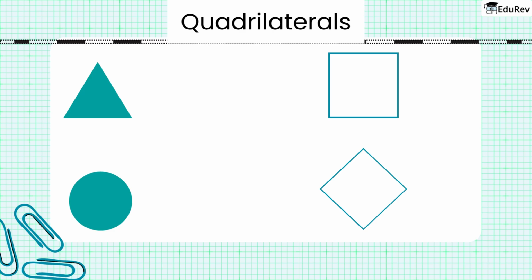Look at these figures. At first glance, they might seem similar, but not all of them are quadrilaterals. These are quadrilaterals, others aren't, either because they are not closed or their sides are not four.